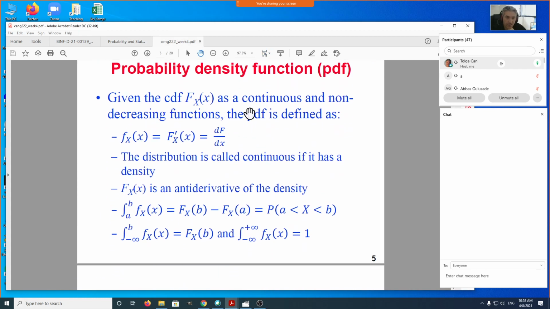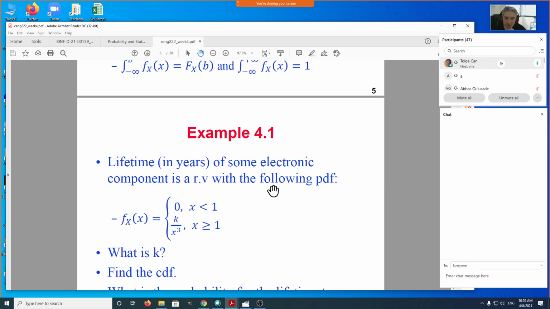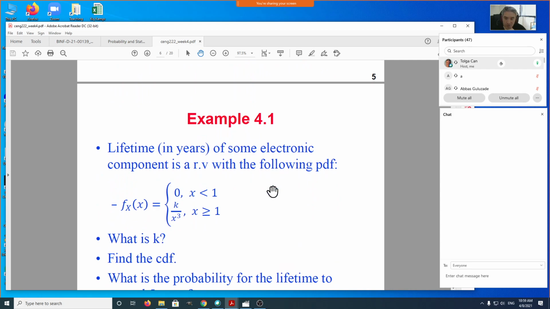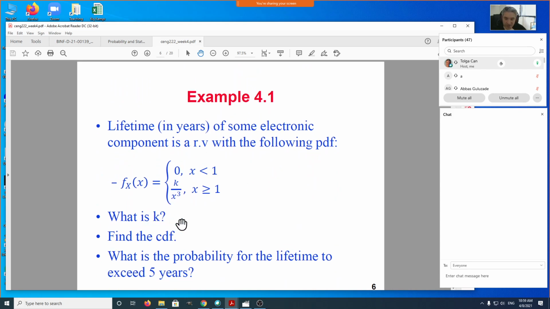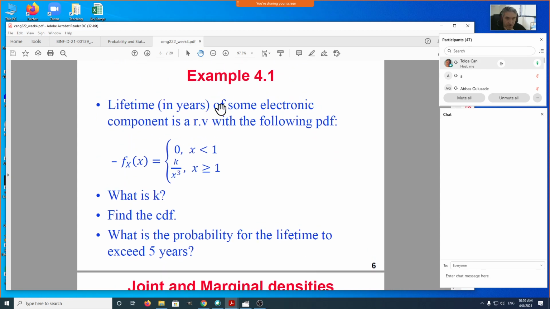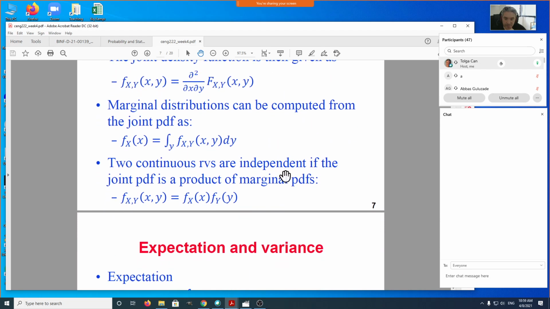So given the cumulative distribution function, the probability density function is defined as the derivative of the cumulative distribution function with respect to x. This is a repetition of what we have gone over in the book. It's the same example in the book. What is k? Find the CDF. What is the probability for the lifetime to exceed 5 years? We have gone over this in the book, so I'm skipping these parts.